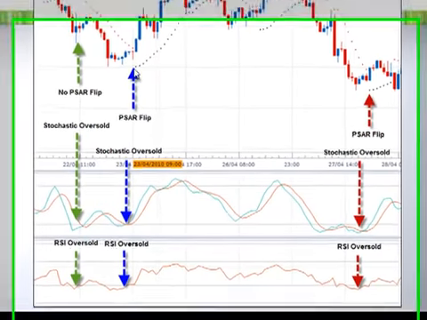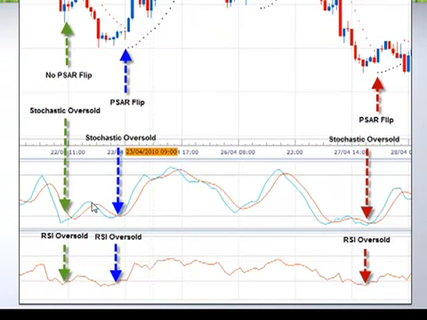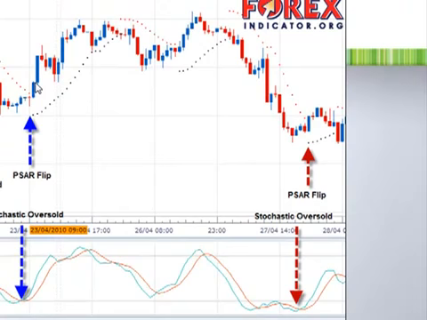If you were to enter here, based on these two signals, you would have been stopped out. Okay, so let's take a look here. Similarly, the stochastic goes oversold again, and the RSI is still in the oversold zone. You can see that the PSAR actually flips down, telling us to go for a buy signal. If you were to buy at this point, you actually make a profit. You can see the amount of profit that you make.